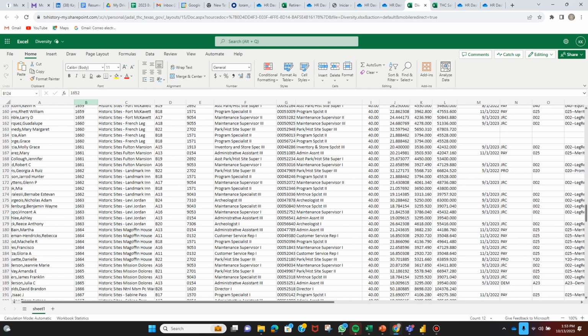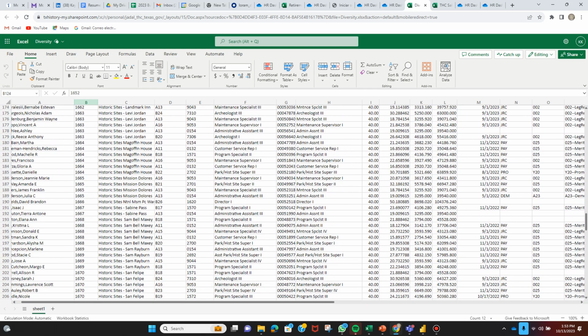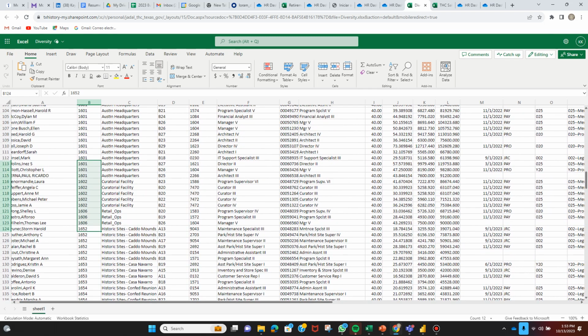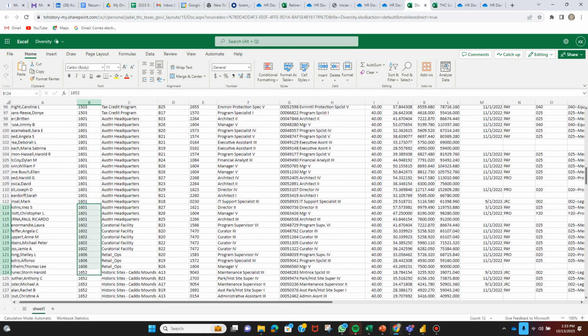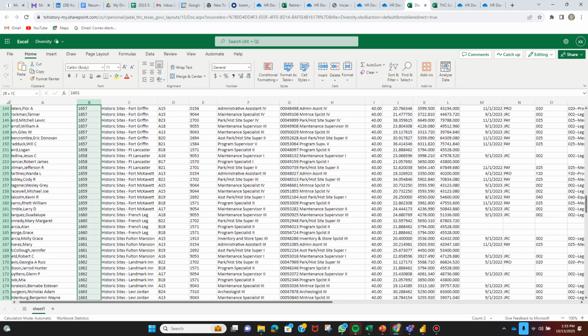Okay. Yeah, because you see where you have it highlighted, there's some above that in 1601, 1602, 1606, 1652. And anything that says Austin headquarters starts with row 98. Okay. And those are all 1601, 02, 06, and then anything that says historic sites in front of it after that.